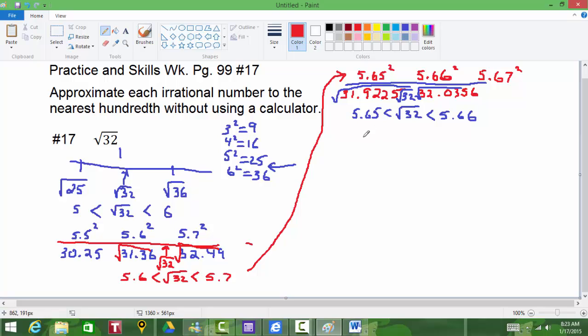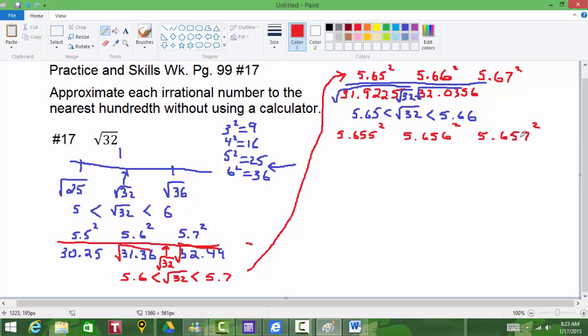I'm going to use a different color. So I need a number between 5.65 and 5.66. Let's go ahead and I'm going to use 5.65, and then we'll put a 5. 5.655, 5.656, and 5.657. Okay, and just like before, we're going to square those.